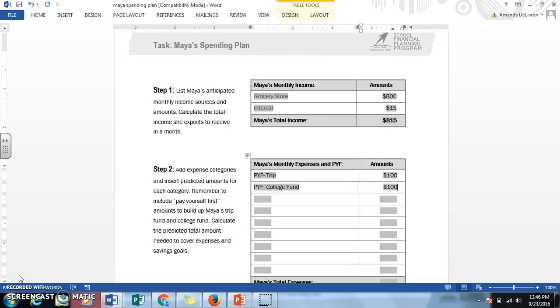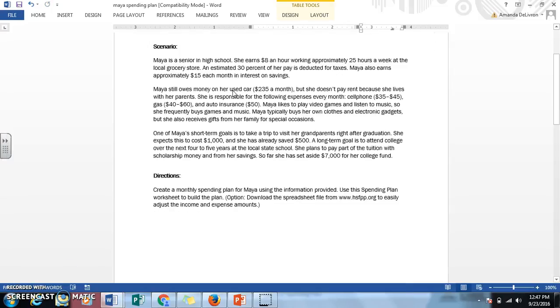Okay, so let's look at some of her fixed expenses next. So the fixed expenses, again, are the expenses that she has to pay for. There's usually a specific amount of money that she's going to have to pay for these items. So when I looked on that other page, the second paragraph is going to tell us a lot about fixed expenses. Maya owes money on her used car, $235 that she has to pay a month. That number is not going to change, so that is a fixed expense.